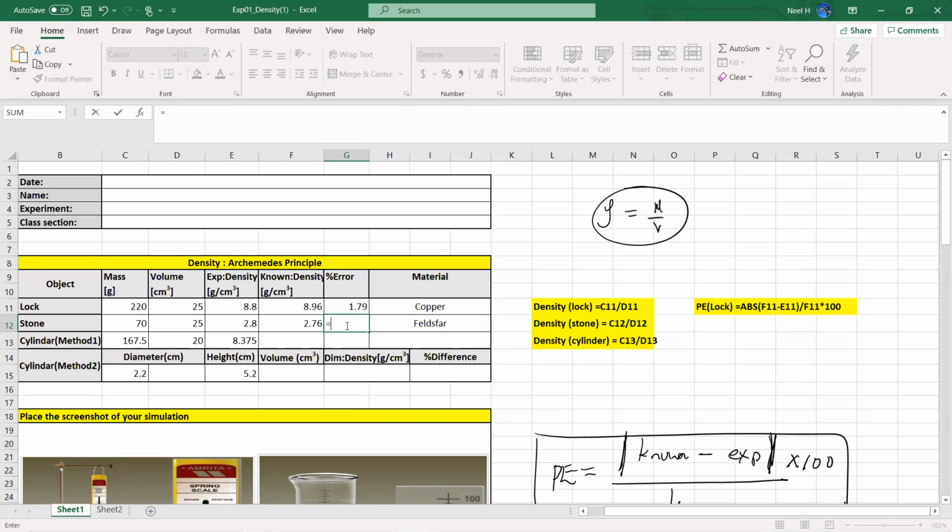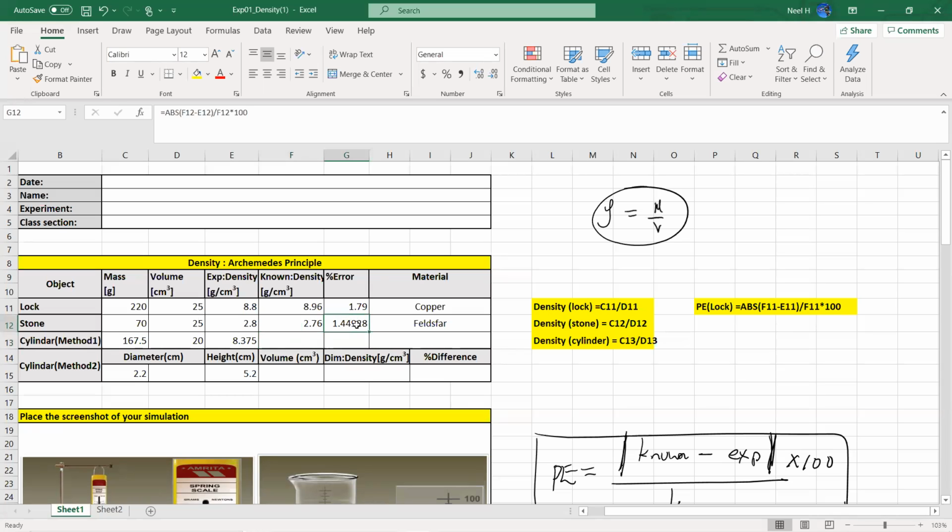Okay, function is same again, ABS, open brackets, density known for the feldspar stone minus what we calculated right now, E12, divided by F12 multiplied by 100. So it's still a very small number, which means our stone should probably be the feldspar, okay?